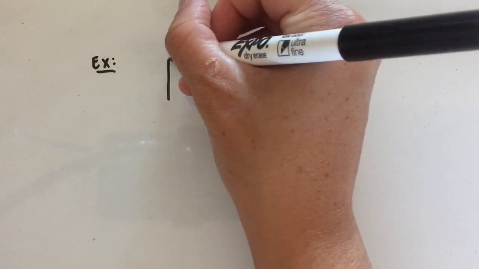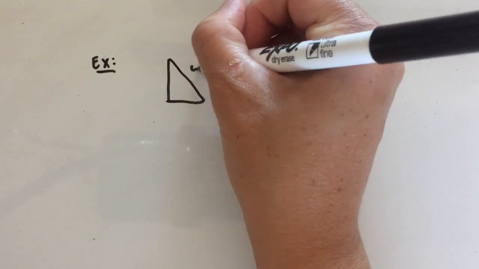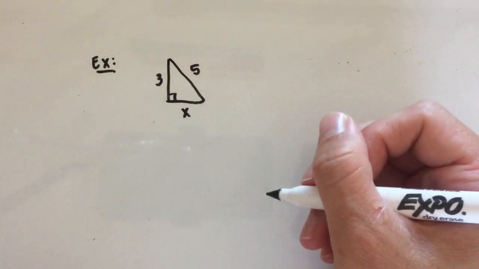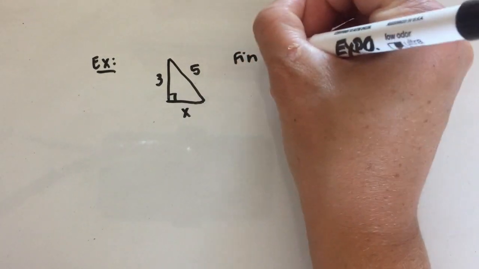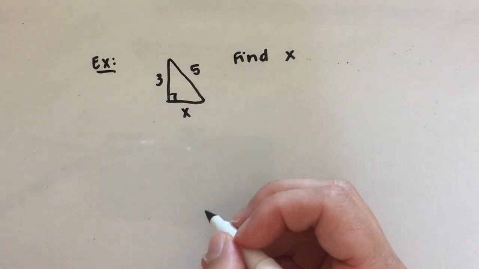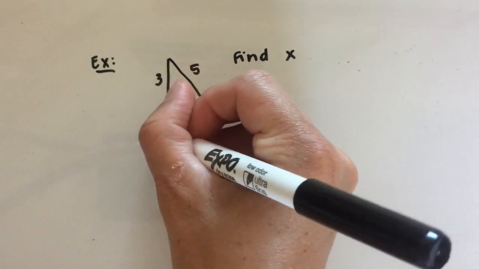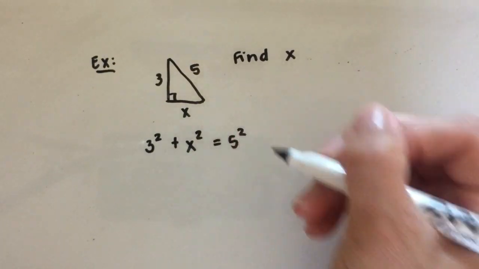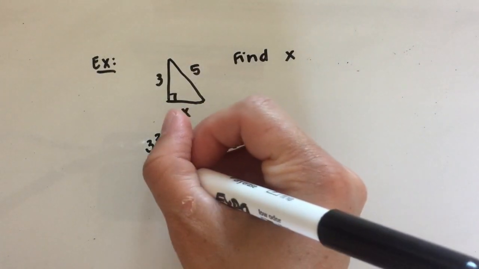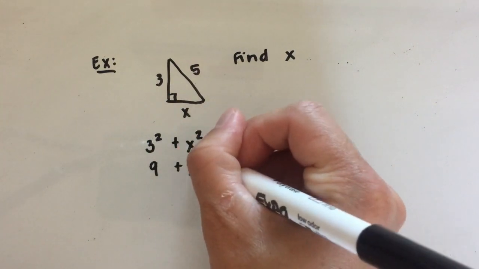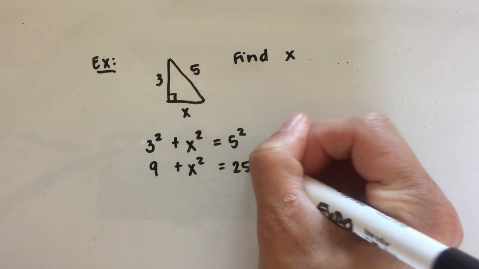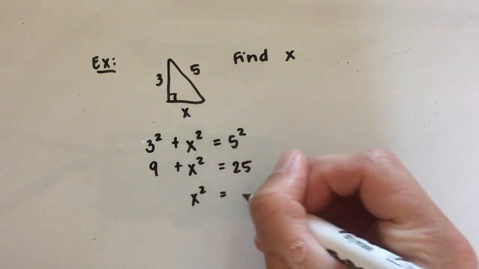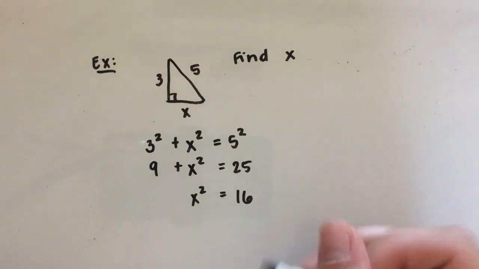For my next example, I have the triangle with sides 3, x, and the hypotenuse 5, and we want to solve for x. So we get 3 squared plus x squared equals 5 squared. So that is 9 plus x squared equals 25. Subtracting 9 from each side, we get x squared equals 16. Taking the square root of each side, we get x equals 4.